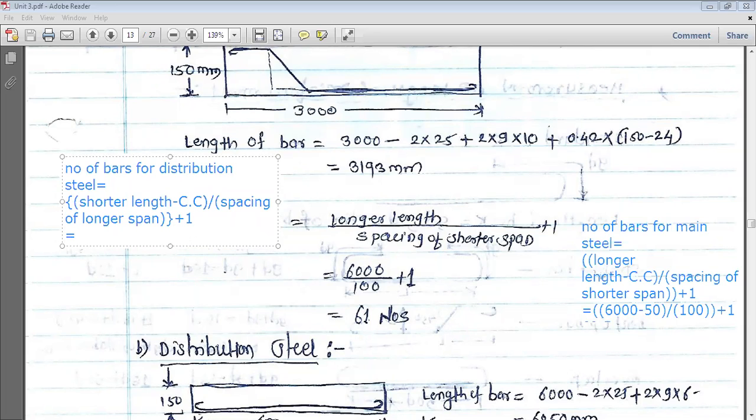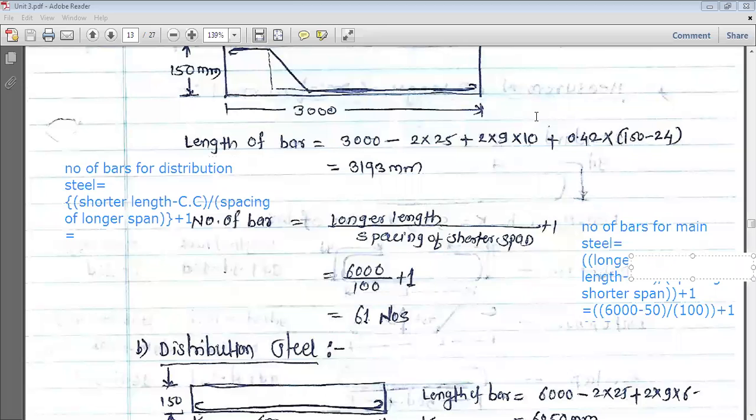Now do the calculation. Tell me the number of bars for the distribution steel. I have written the formula. I will ask randomly how many number of bars we require for the distribution steel. What are our calculations for the distribution steel then? Shorter length, what is the shorter length?